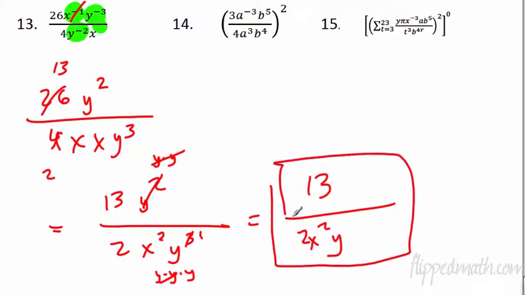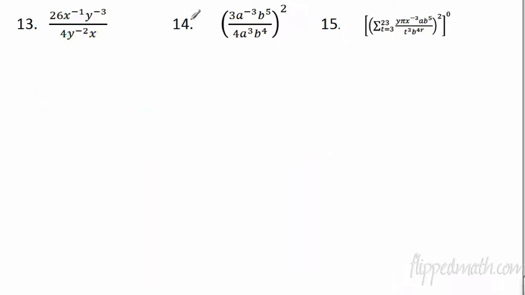There's 13. Now, there's a couple different ways you can do it. That was my thought process. Let's go on to 14. You can check with your teacher if you did it a different way, to see if it's still valid. Okay, so I'm looking at 14.